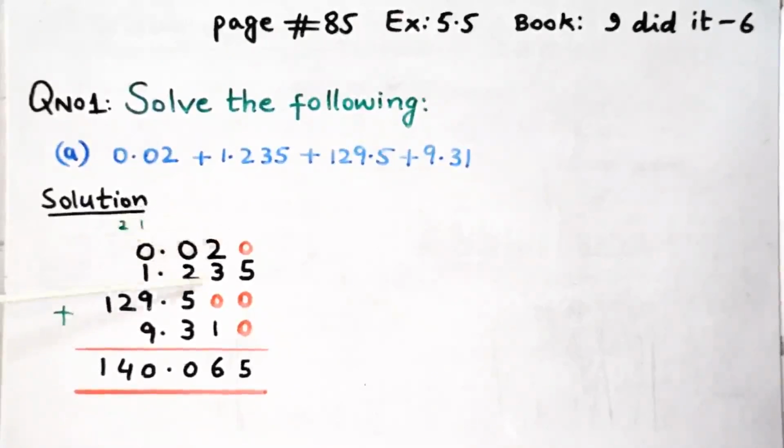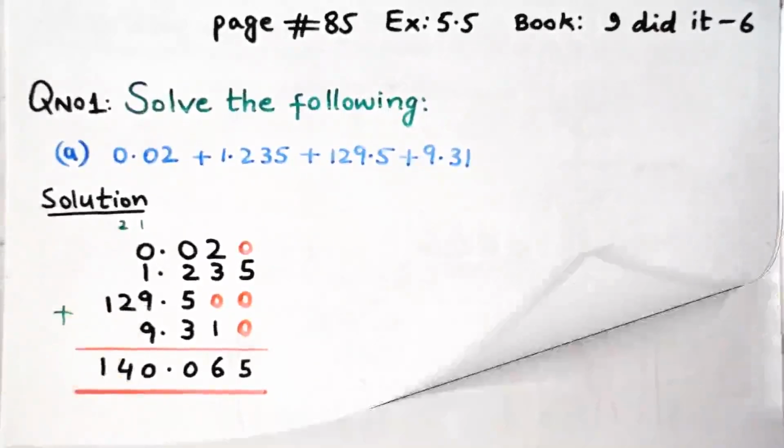As you can see, these places are empty, so you have to put extra 0 here. Now add these numbers. 5, 2 plus 3, 5, 5 plus 1, 6. 2 plus 5, 7, 7 plus 3, 10, 0, 1 carry. Put decimal here. Now add these numbers. 1 plus 1, 2, 2 plus 9, 11, 11 plus 9, 20, 0, 2 carry, 2 plus 2, 4, 1 as it is.